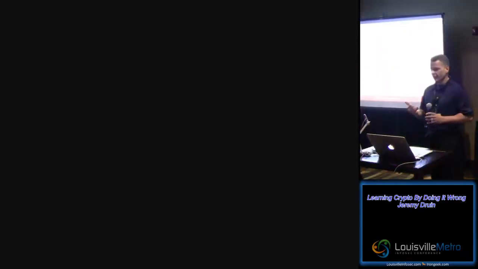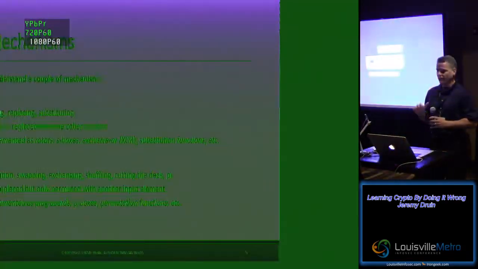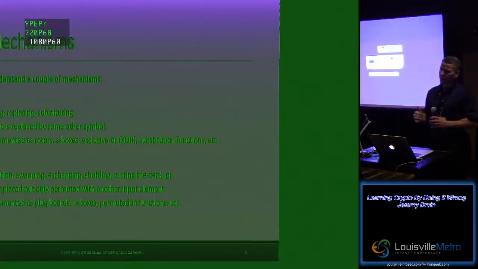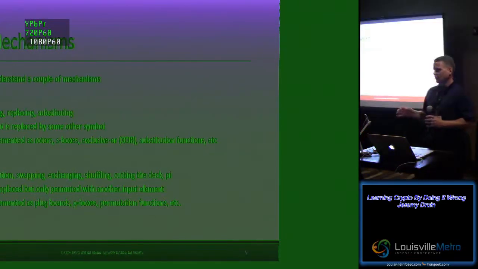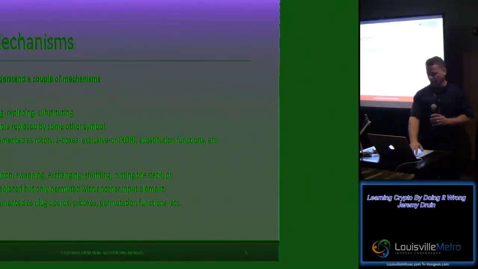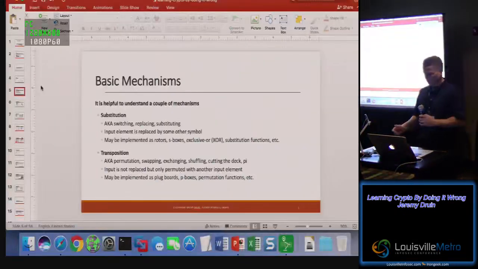So a couple of basic mechanisms. We have the substitution cipher, and we also have the transposition cipher. And the substitution is just basically trading out one character for another. So these are both pretty simple, but substitution is really easy to understand.